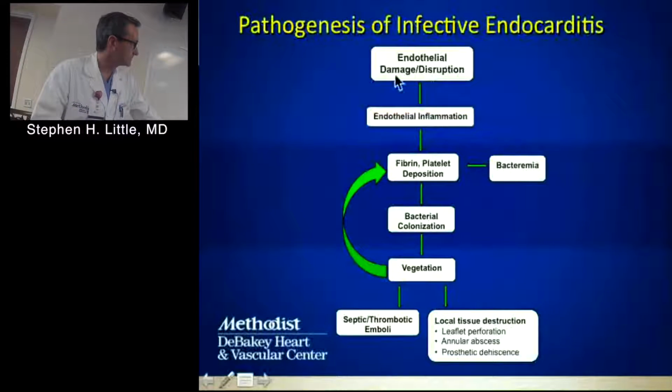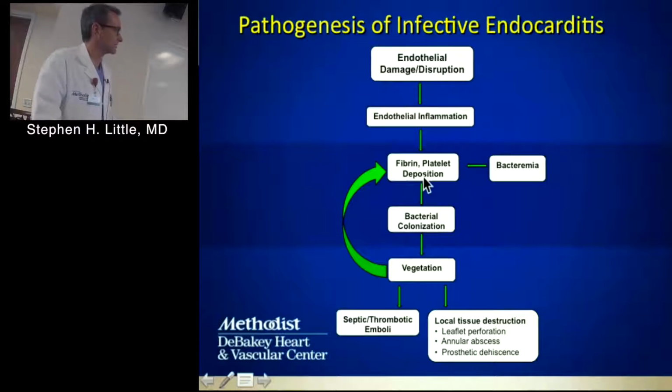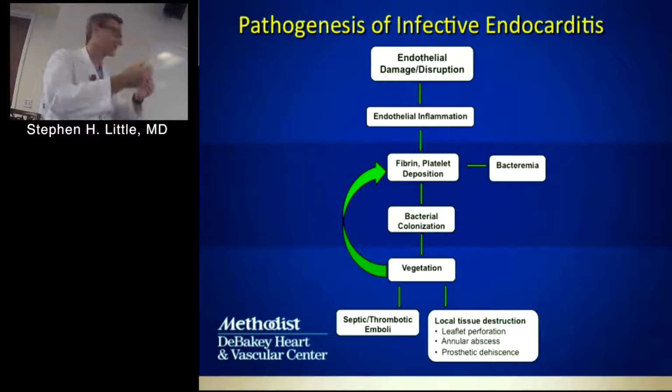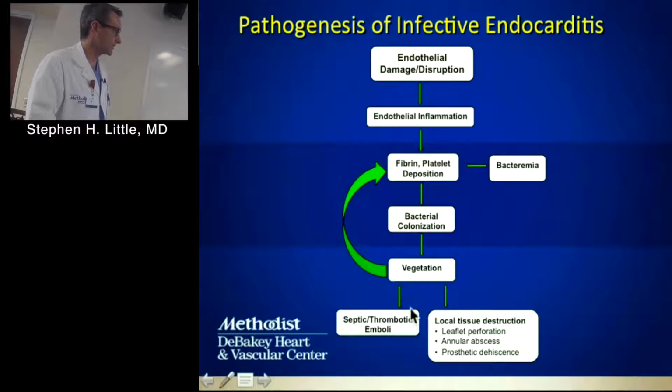Then you get local inflammation. You get some fibrin and platelet deposition, bacterial colonization. Then you start to get a small vegetation. That small vegetation gets relayered with fibrin, and then it creates this cycle. So if you actually look into a lesion, it's these multiple layers of platelets, of fibrin, of bacteria, and ultimately this keeps growing, and then you get either local tissue destruction, such as a perforation of the leaflet or an abscess, or pieces start to break off. And that's when you get really big.